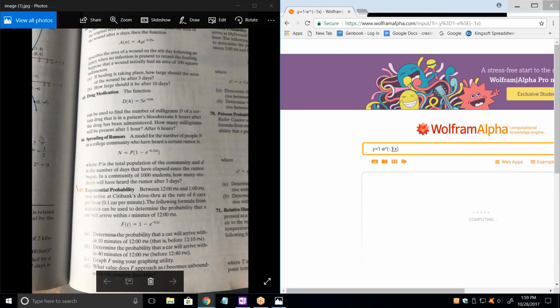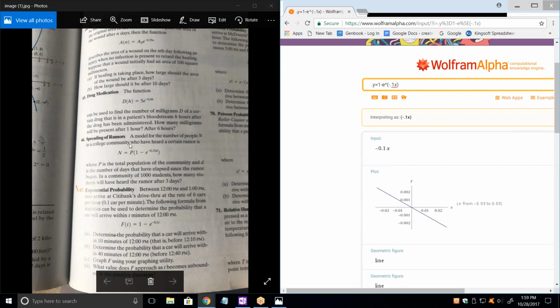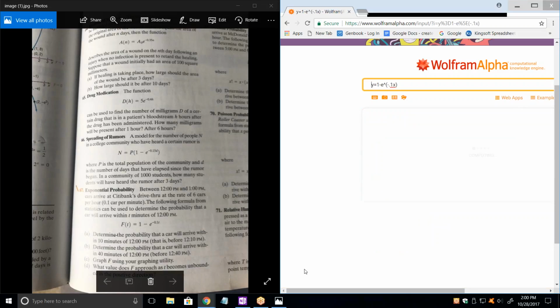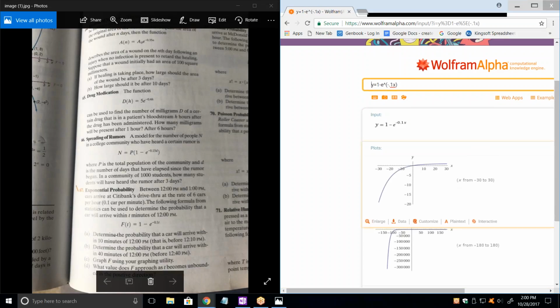Doesn't matter. The key thing is on Wolfram Alpha, it's going to tell me what I put in. I obviously didn't put it in correctly. 1 minus e raised to the negative 0.1x. Not sure how that period got in front of there. I don't know if that matters or not, but it sure didn't give me what I wanted. There we go. It did matter. That extra period screwed everything up.